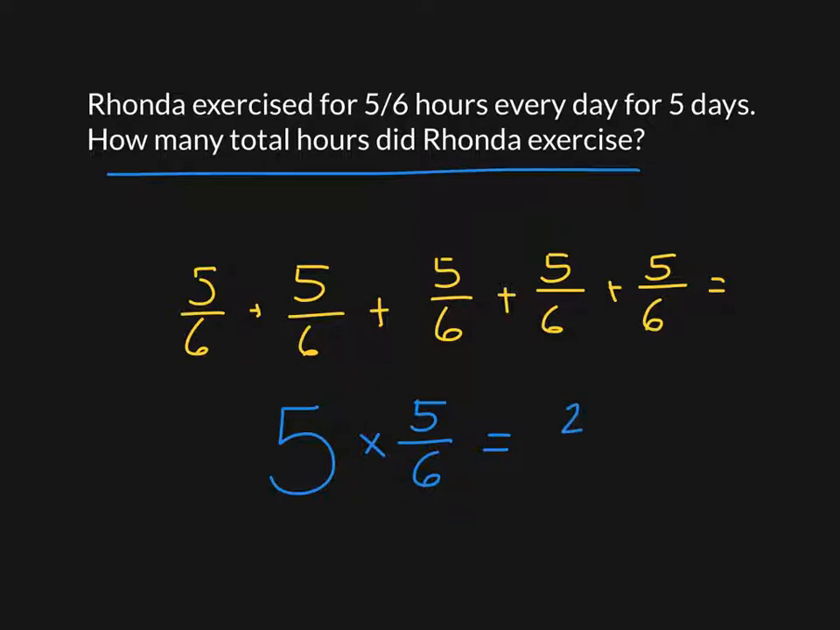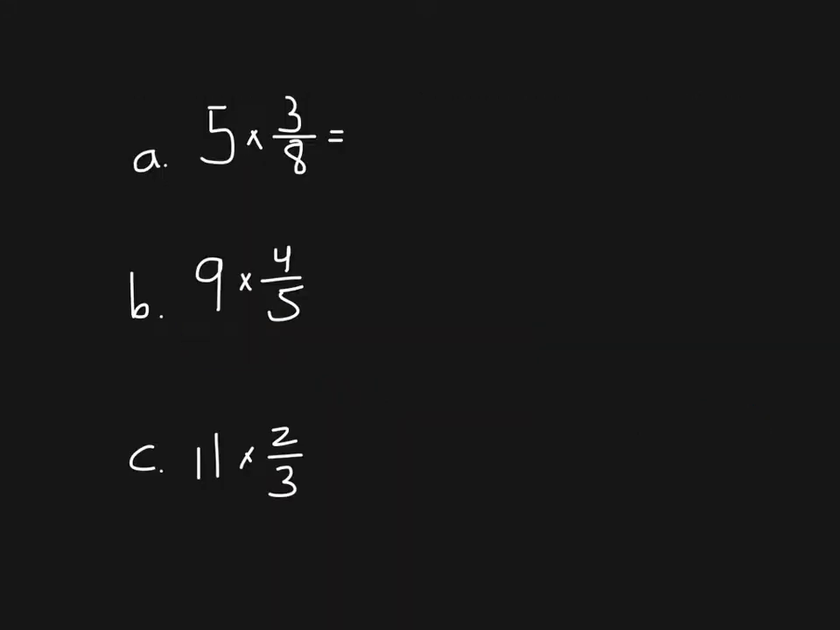Hopefully what you got was 25/6, and then we would rewrite that as a mixed number of 4 and 1/6. Here are your quiz questions: 5 times 3/8, 9 times 4/5, and 11 times 2/3. You will need to give me the answer first as an improper fraction and then as a mixed number.